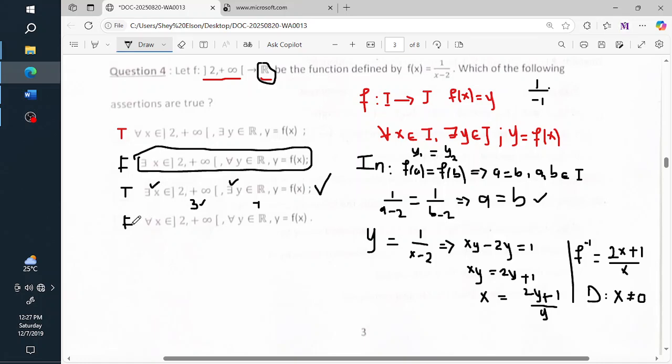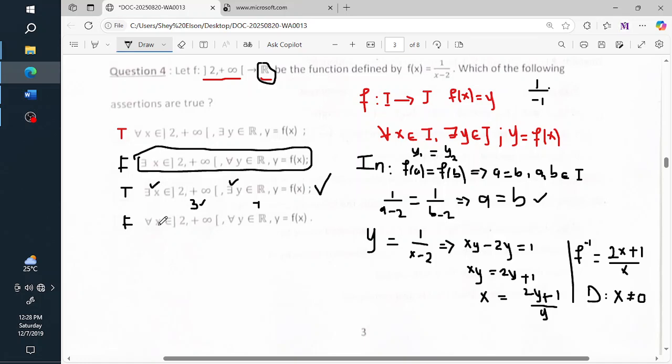But they said if we are justifying for false, we should use a counter example. That's what it says. So let's try to see which counter example we can use in the last question here. We just have to choose some values of x and y and then use them. For every x in the domain and for every y in the codomain, y is equal to f of x. We can just use a simple counter example, right?